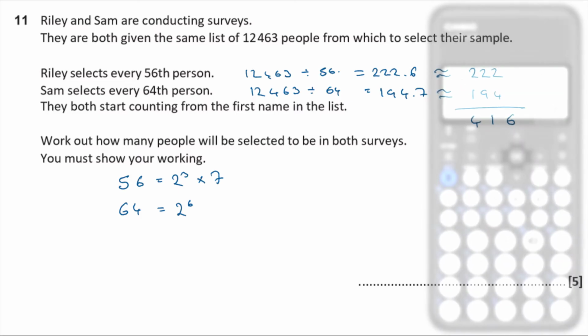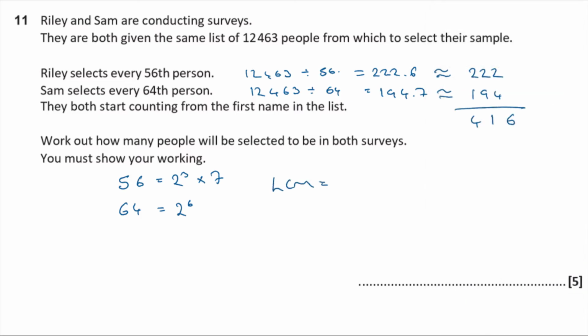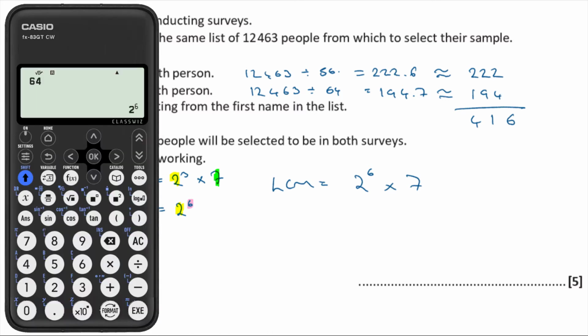So the LCM of those two numbers is going to include all the bases that appear. I've got a 2 appearing and a 7 appearing, so my LCM is going to have a 2 and a 7 in it. Then I'm going to pick the highest power that appears for each. I've got 2 to the 3 and 2 to the 6, so 2 to the 6 trumps 2 to the 3. I'm going to write 2 to the 6 in my LCM, and I've just got a 7. So the LCM is 2 to the 6 times 7, or 64 times 7, and that comes out to be 448.